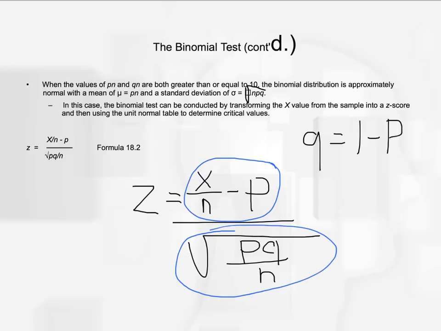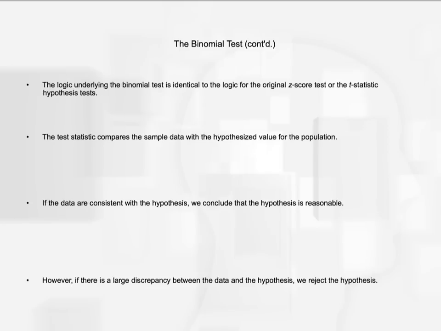size when we have people classified in two ways. We find a difference, we have an expected difference, and we want to know whether this difference is due to sampling error or whether there really is a difference between our sample proportion and our population proportion. We'll be using formula 18.2. Your book gives you two formulas, 18.1 and 18.2. I find formula 18.2 easier to use. The logic underlying the test is similar to the logic that we've used in all the test statistics that we've run.